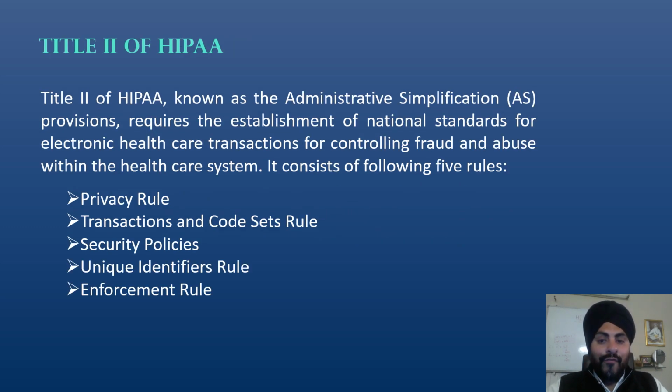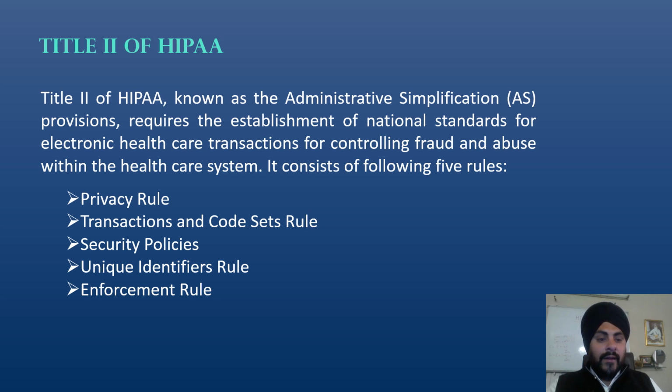Title 2 of HIPAA is known as Administrative Simplification, which requires the establishment of national standards for electronic healthcare transactions for controlling fraud and abuse within the healthcare system. So basically it deals with three points: who is covered, what information is being protected, and how protected health information can be used. And this administrative simplification consists of the following five rules.